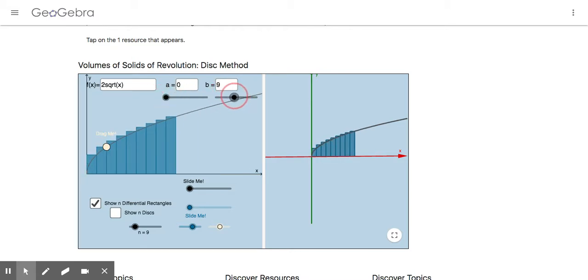Oh, that changes the bounds. Okay, so we'll stay at 0 and 9. And then, so it's a little different.